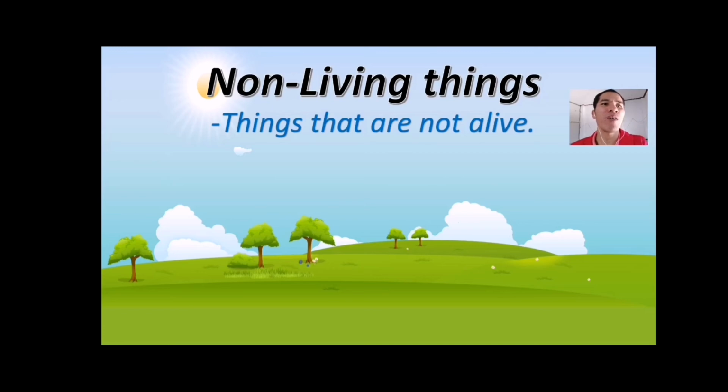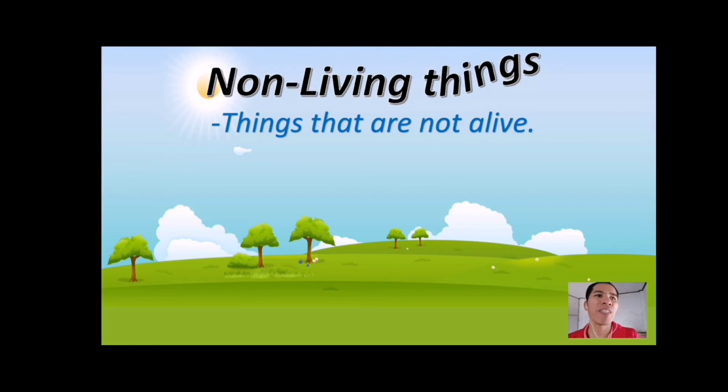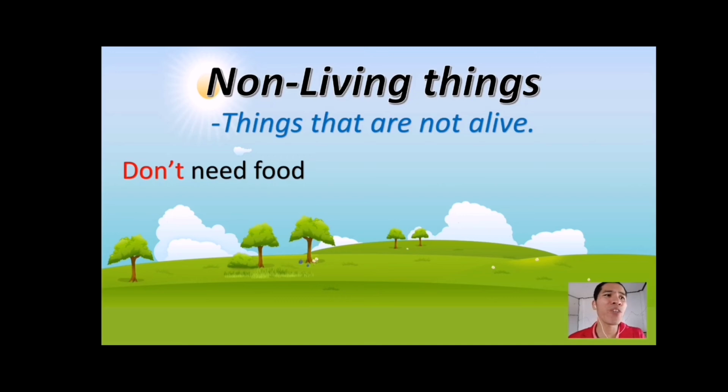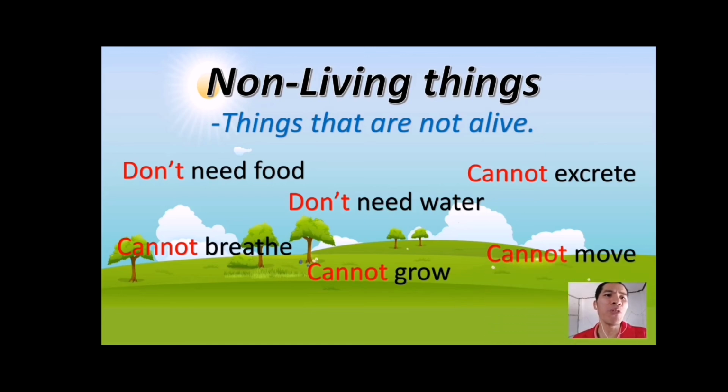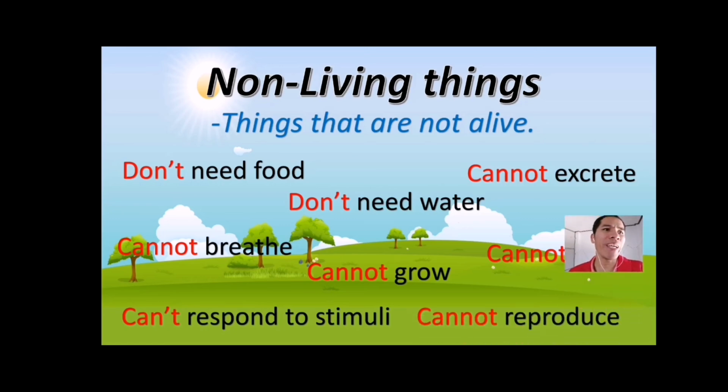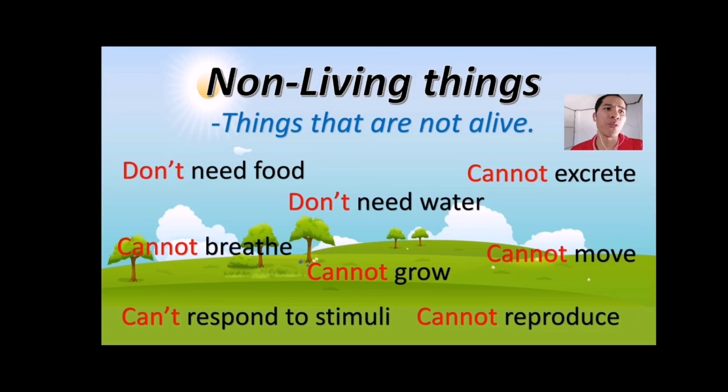Now, how about non-living things? Non-living things are things that are not alive. It means they don't have life. They don't need food. They don't need water. They cannot excrete. They cannot breathe. They cannot grow. They cannot move. They can't respond to stimuli. And they cannot reproduce.